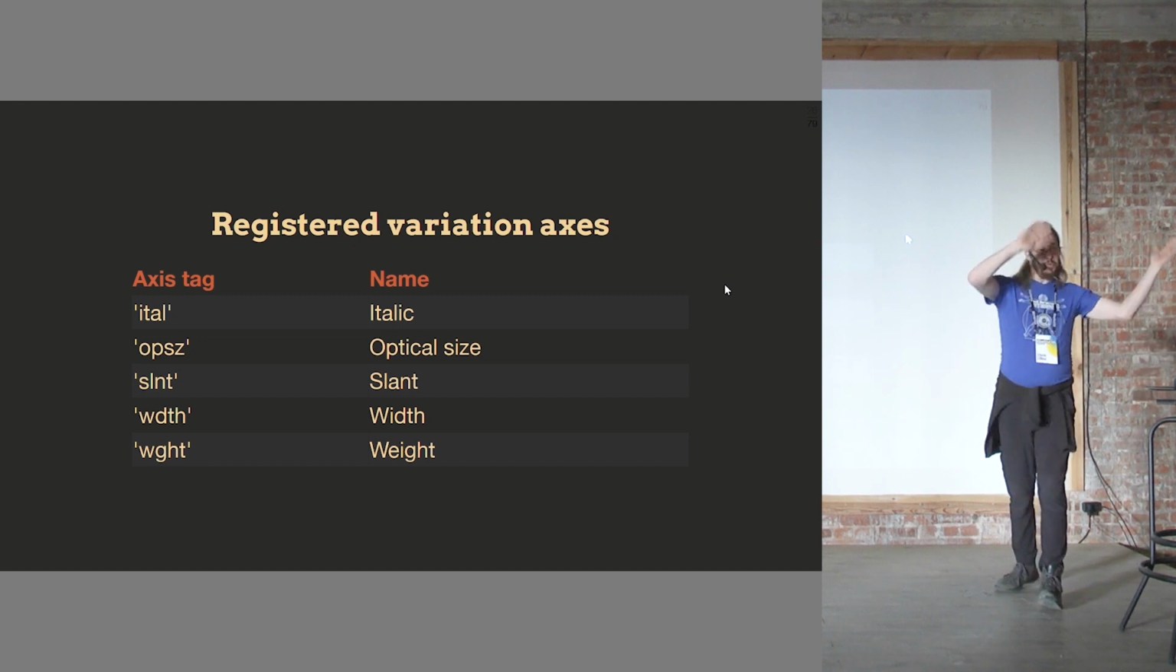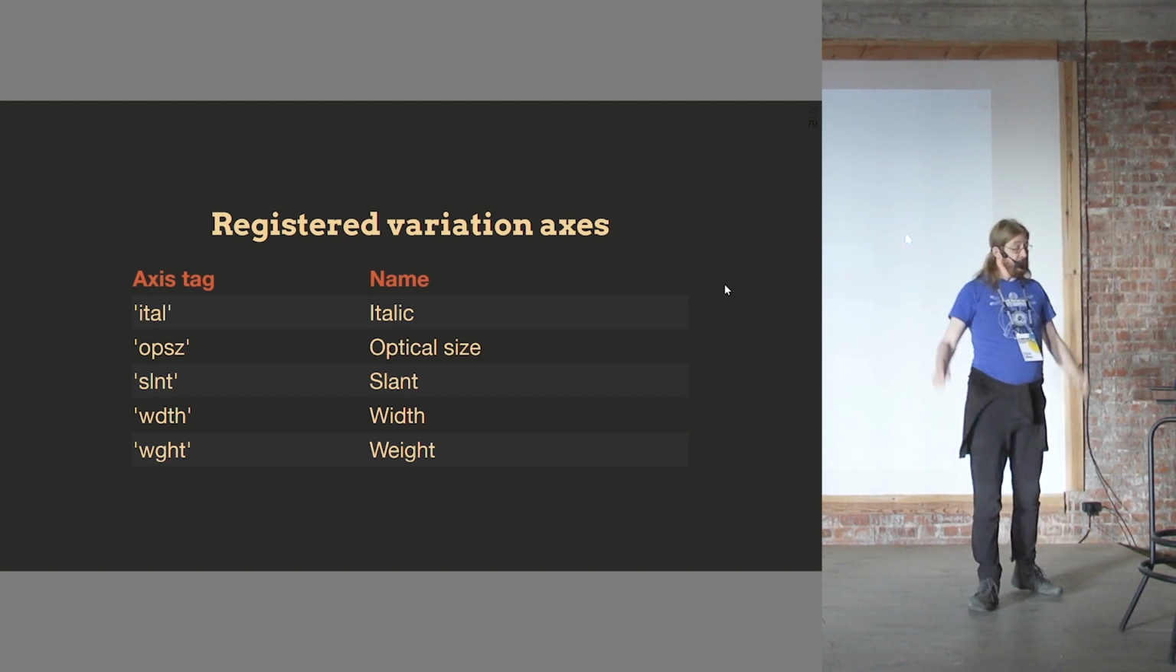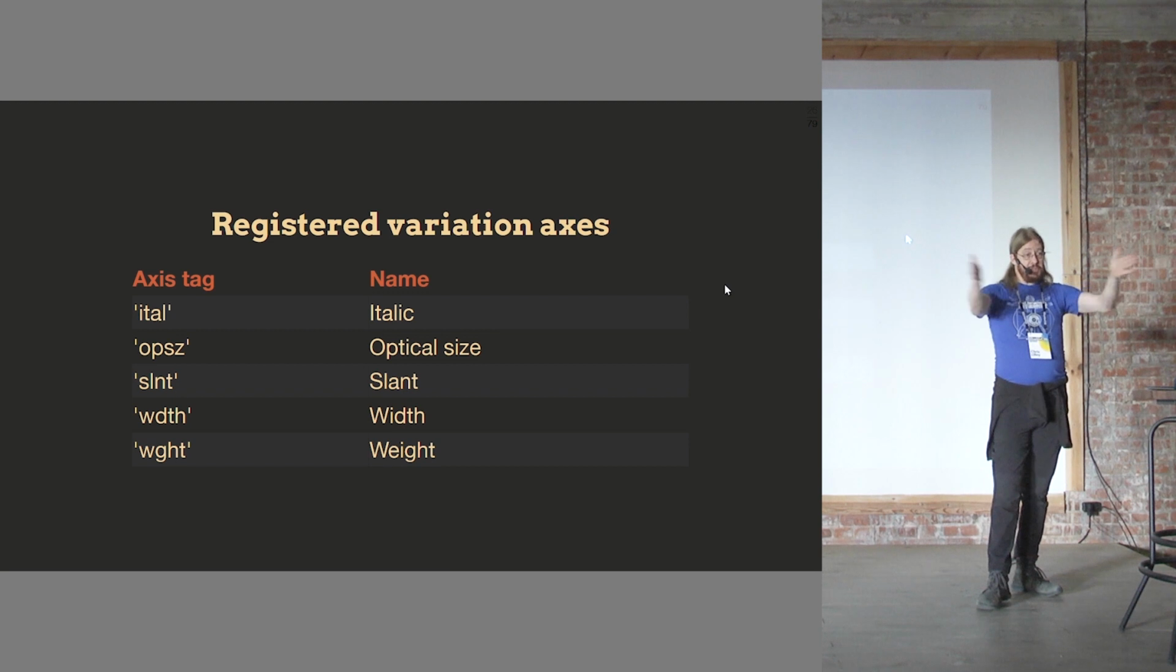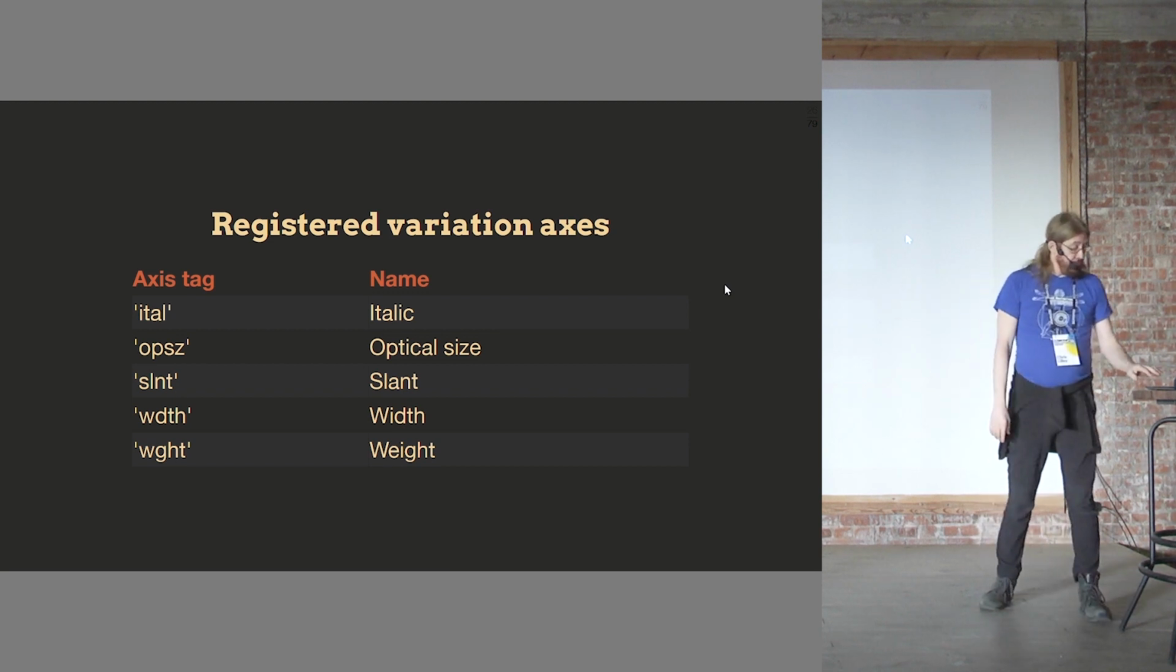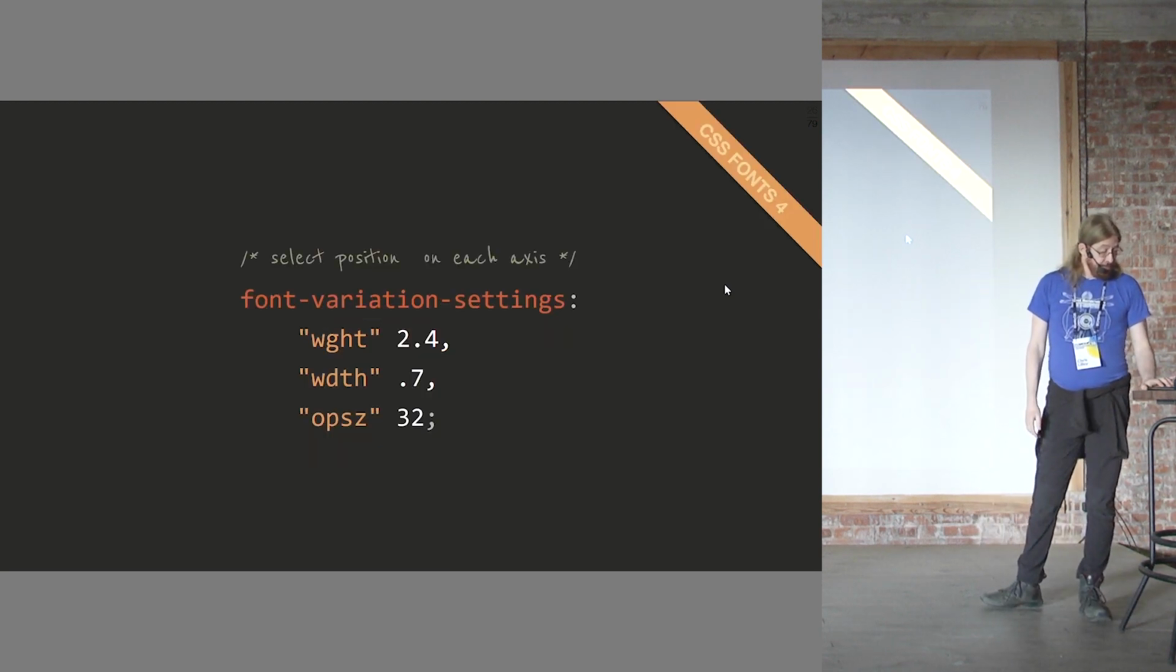Then we have slant for oblique fonts, where it's slanted over. The width, in other words, condensed or expanded. And the font weight, how heavy or light it is.